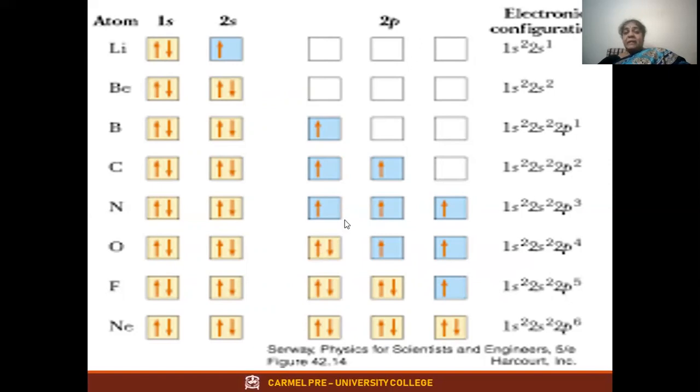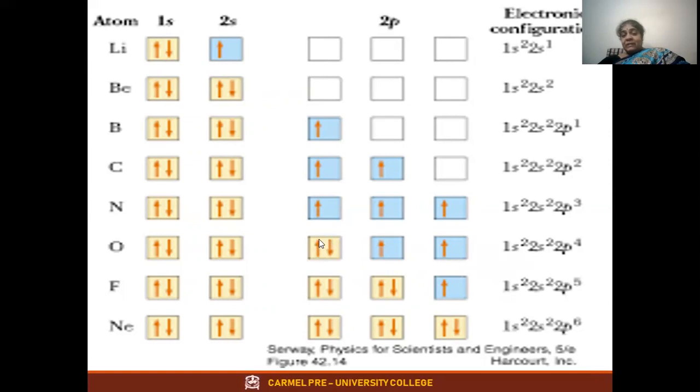What will be the m? For p you have 3 orbitals: px, py, pz. So m will be minus 1 for this. For these 2 electrons, students, please listen carefully. I have taken only this example to show that 2 electrons cannot have the same set of quantum numbers. They differ in the spin quantum number. So if I take the electrons in 2p, I'll tell you the values for both. For both electrons, n value will be 2, l value will be 1, and m value will be minus 1. But what about the s value?